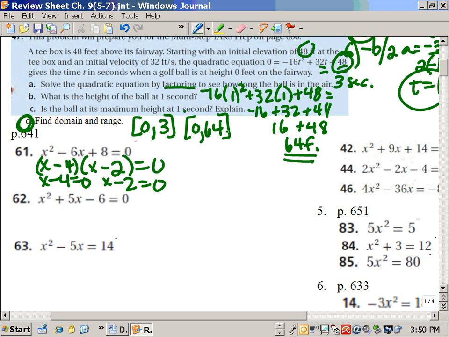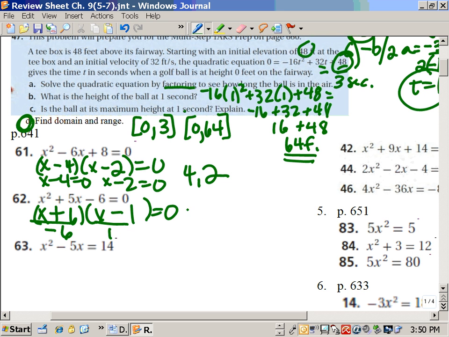All right, sorry about that. Go back to 61. The answer was 4 and 2. Now 62. I need to multiply to get 6 and add to get 5, but the signs have to be different. So 2 and 3 is not going to work. I have to use x plus 6 and x minus 1 equals 0. For the first one, x plus 6, I could substitute a negative 6 in to make this equal to 0. And for the second one, I could put a 1 in to make this equal 0. So negative 6 and 1 are my solutions for 62.